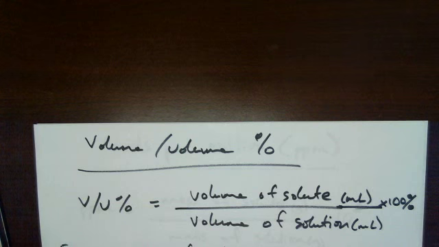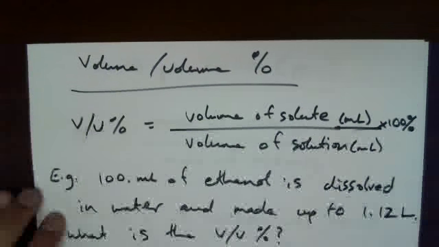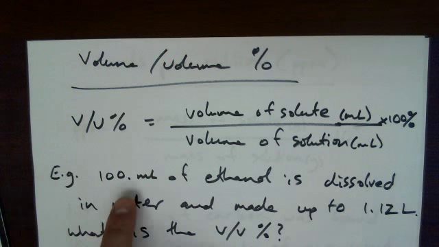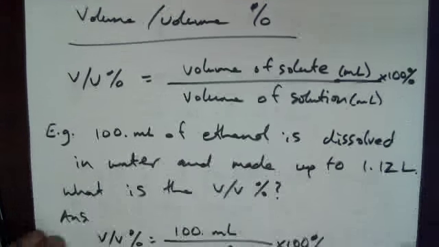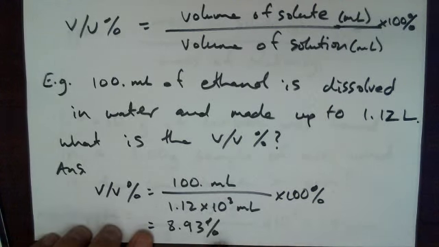and then multiply by 100%. And so for an example, consider that we'd have 100 mils of ethanol dissolved in water and made up to 1.12 litres. What is the volume percent? And so the answer for that would be the 100 mils divided by 1.12 by 10 to the 3 mils times 100%, and that would give us an answer of 8.93%.